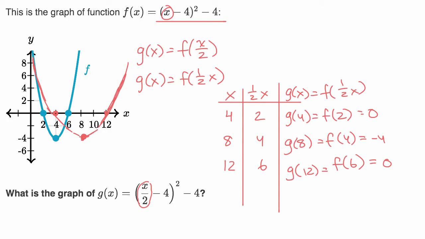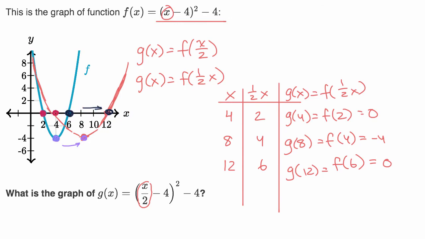And you can see that this point in f corresponds to this point in g. It's gotten twice as far from the origin because everything is growing half as fast. You input an x, you take a half of it, and then you input it into f. And then this point right over here corresponds to this point. Instead of happening at 4, this vertex point, it's now happening at 8. And last but not least, this point right over here corresponds to this point. Instead of happening at 6, it's happening at 12. Everything is getting stretched out.